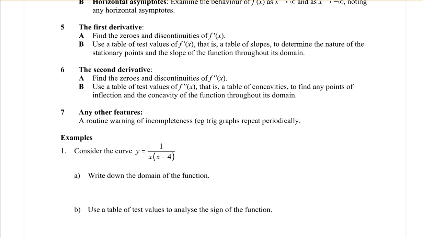All right, so one question. This question is broken into the steps for us, so we just have to follow through what it says. So this is all about the equation y is equal to 1 over x(x minus 4). First thing, part A, probably no surprise, write down the domain of the function. What values can I have, or what can't I have, more specifically, for that equation? 4 and 0. Okay, the denominator is always factorized for us.